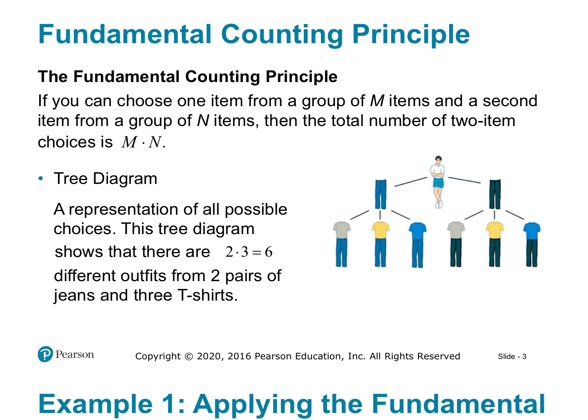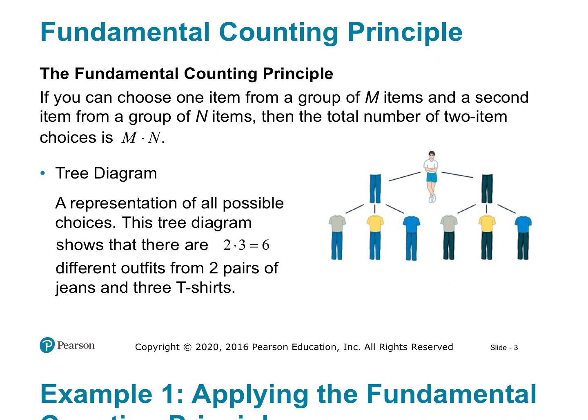So the fundamental counting principle: if you can choose one item from a group of m items and a second item from a group of n items, then the total number of the two item choices is m times n.